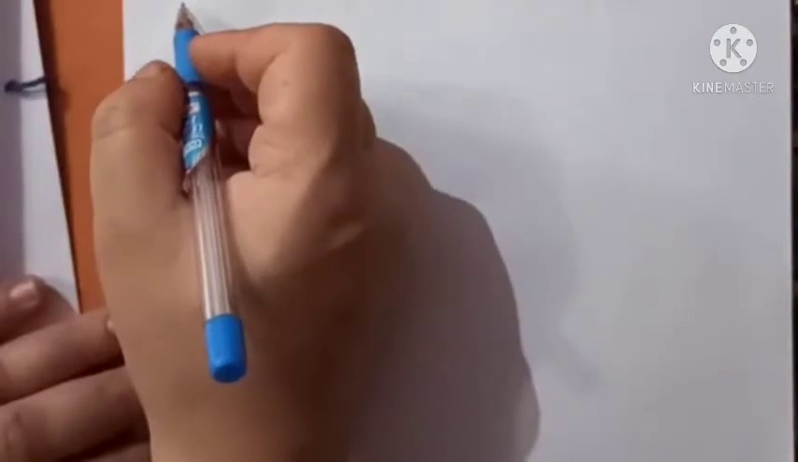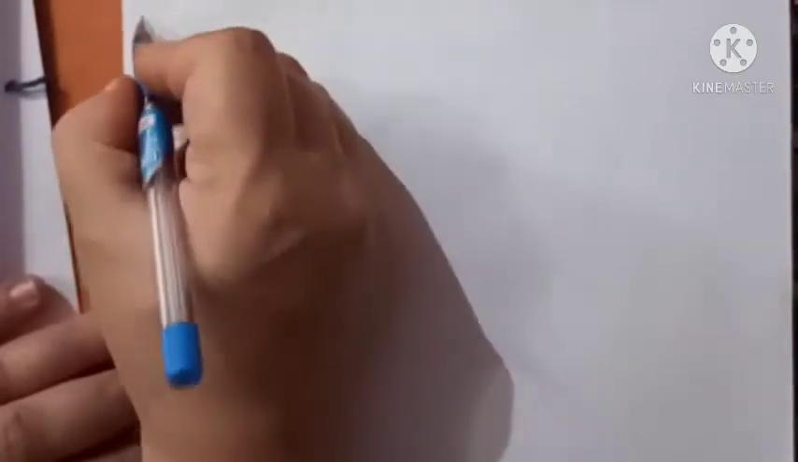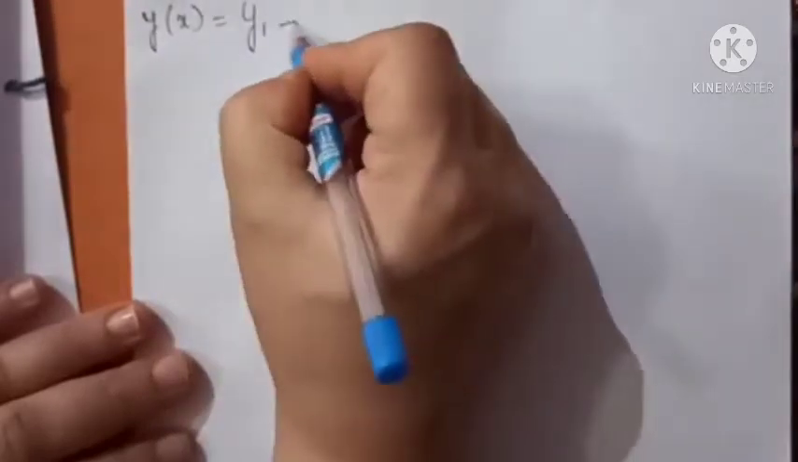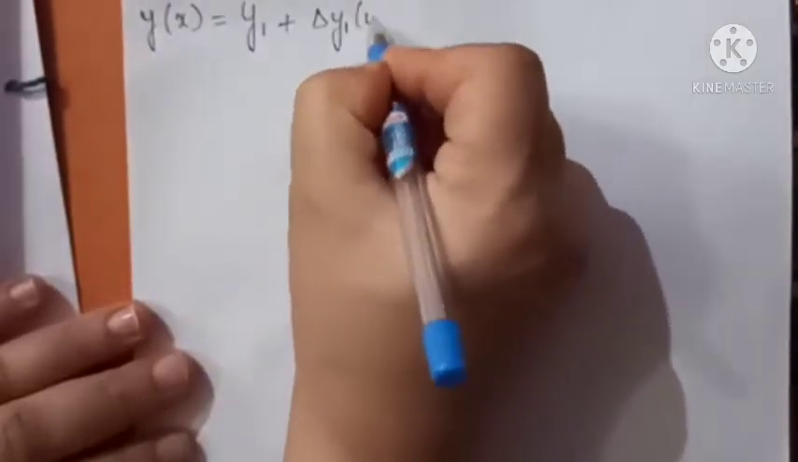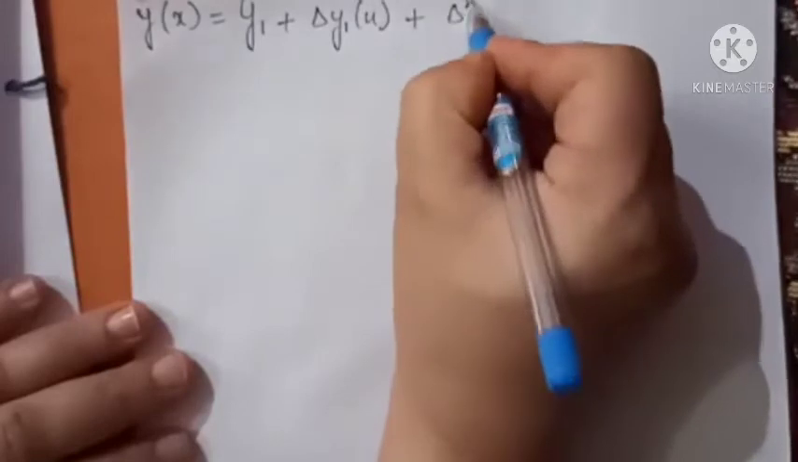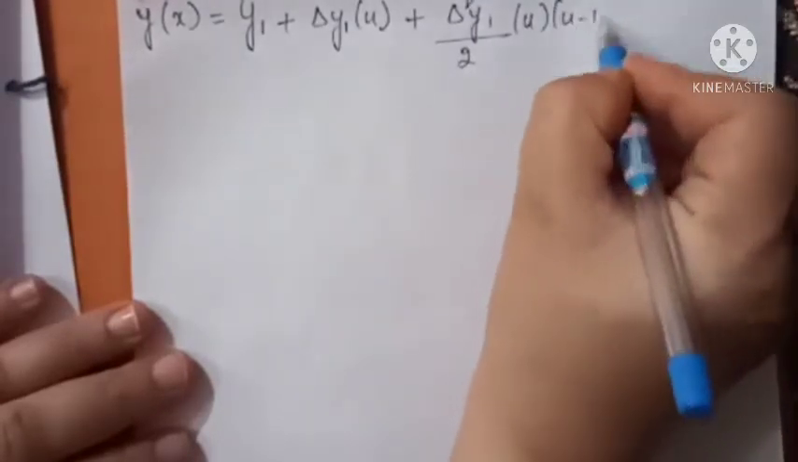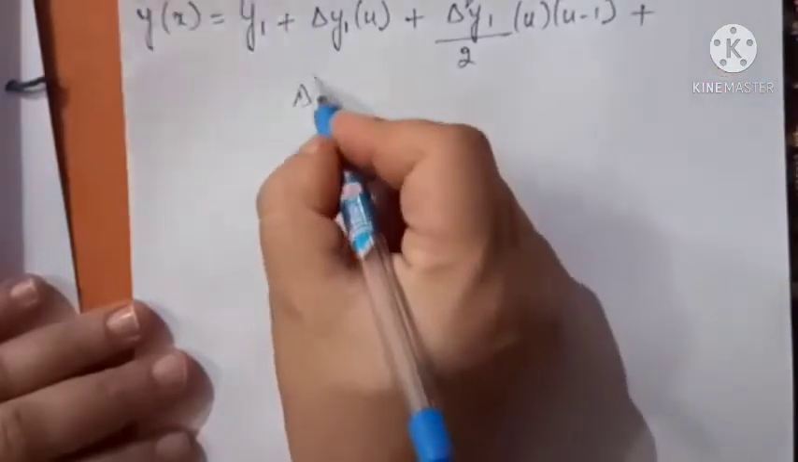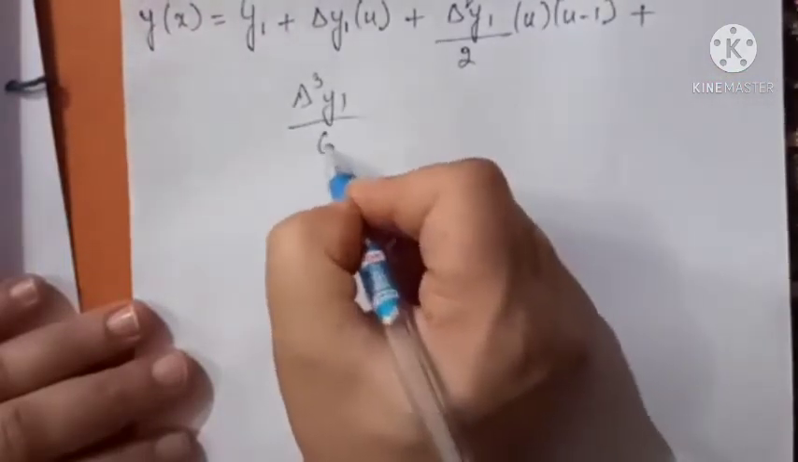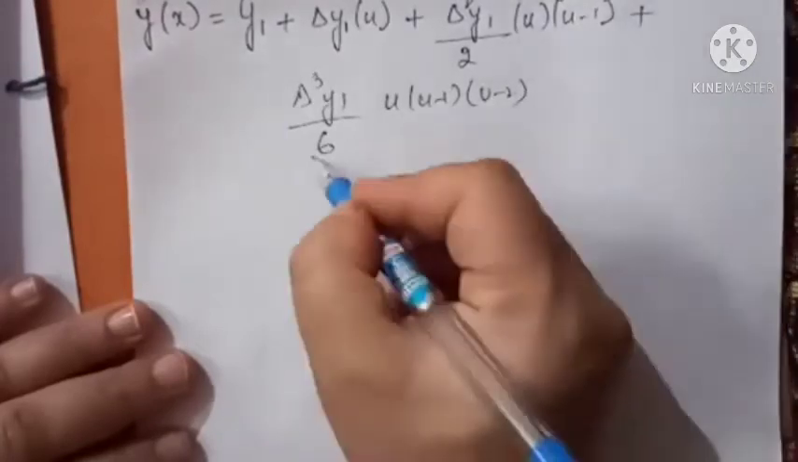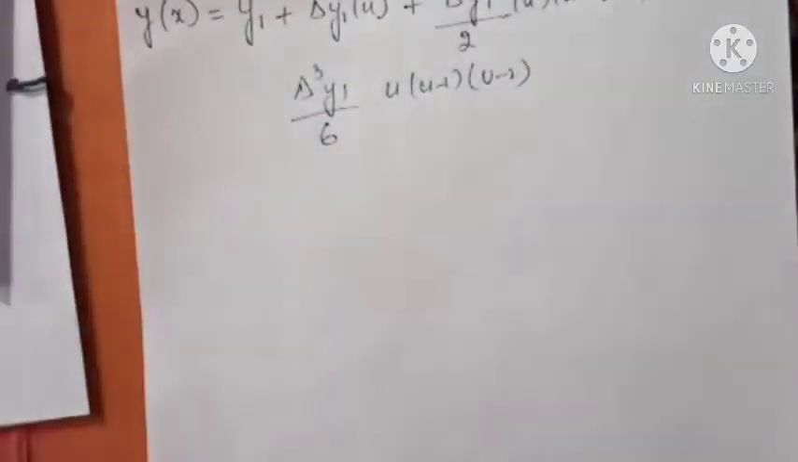Now we have to use the formula up to the third order, because we constructed the table up to the third order. So y of x will be equal to y1 plus delta y1 times u plus delta square y1 divided by 2 times u into u minus 1 plus delta cube y1 divided by 6 times u into u minus 1 into u minus 2, because this was 3 factorial, so that is 6.